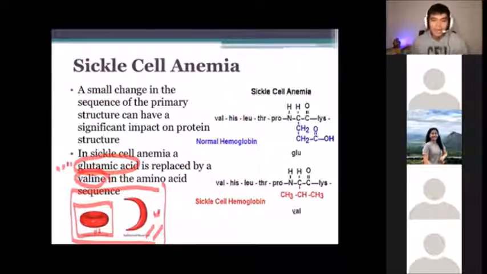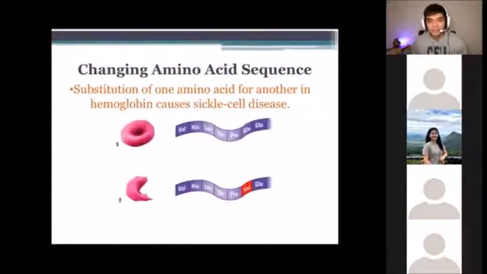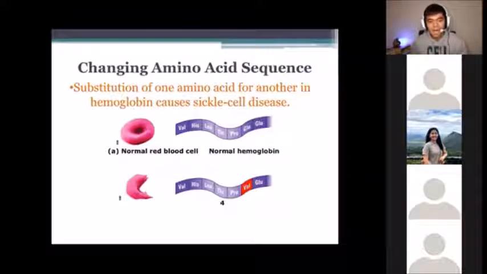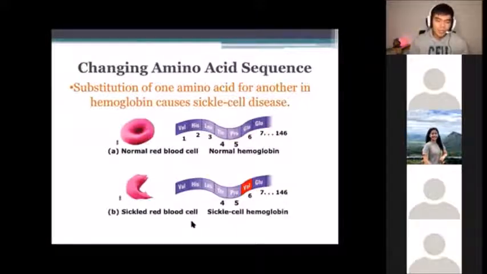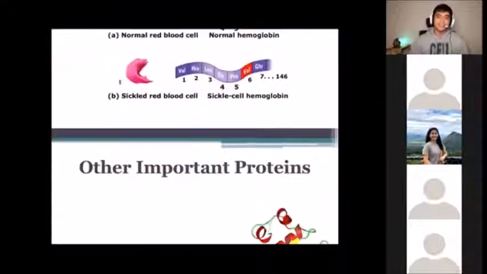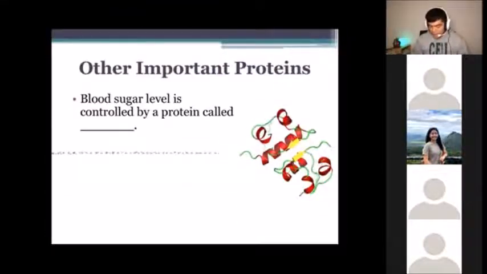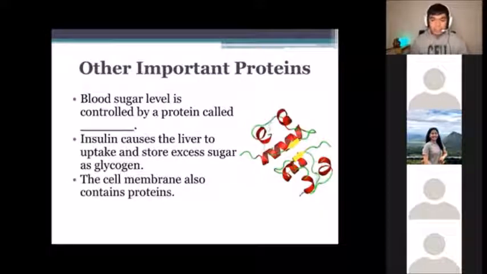Okay. Ano dapat ang normal na hemoglobin? Anong sequence? Glutamic acid or valine? Glutamic acid, good. Ano yung napalit? Valine. Okay, so ito yon. So next, I think this is the last slide for this lesson.